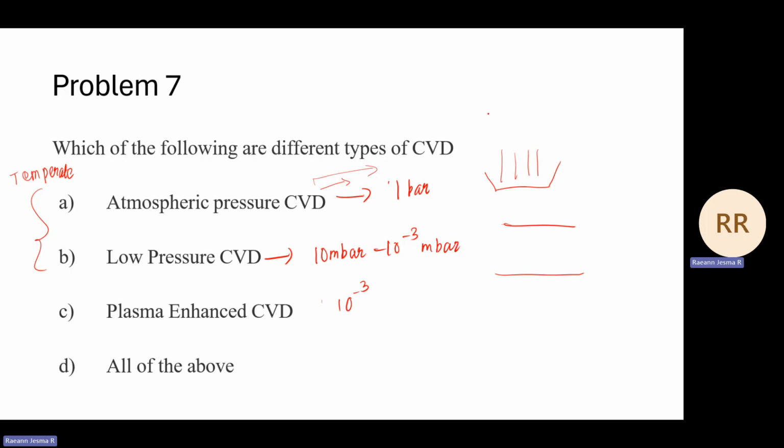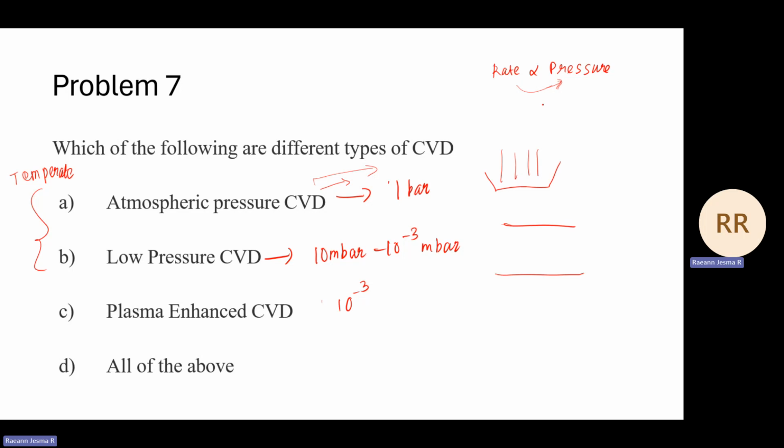So the rate of growth of the film is also proportional to pressure. So it can grow very fast, but the quality of growth will not be as good as that of low pressure CVD. Since the pressure is very high, the rate will primarily depend on pressure and not much on temperature.